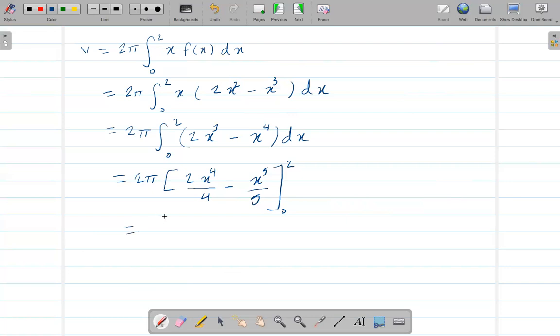After that, your final answer is 16 pi over 5. Again, this middle part you have to do by yourself. That's for you to practice. It's not the quiz.